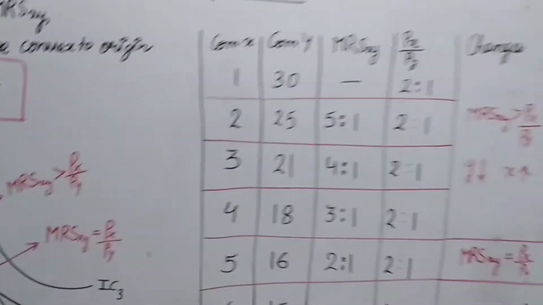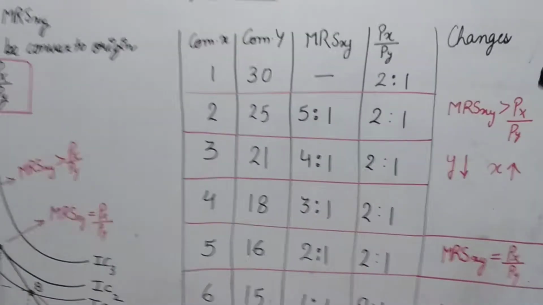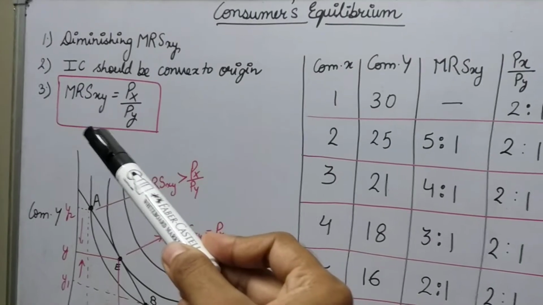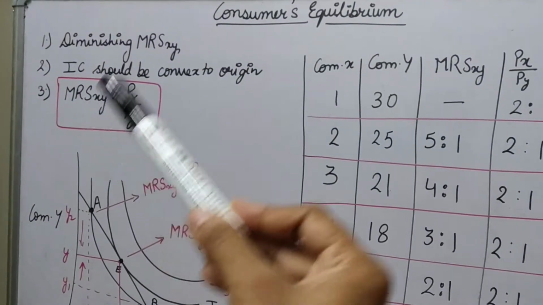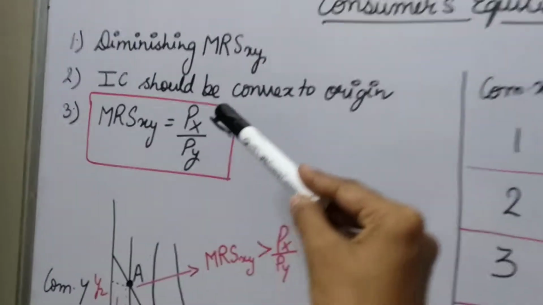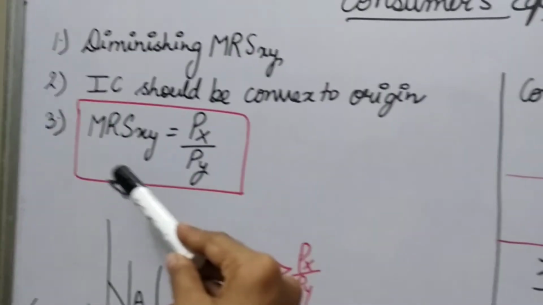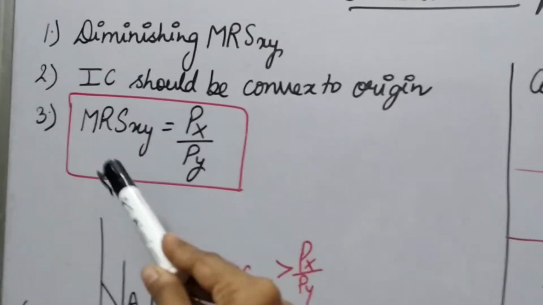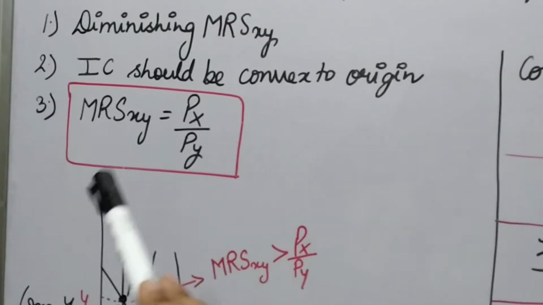First of all, understand this schedule. According to the condition, the consumer will be in equilibrium where MRS of XY, that means the slope of the indifference curve, and the slope of the budget line should be equal to each other. That means if this ratio is 5:1, this ratio also should be 5:1. If this one is 2:1, this ratio also should be 2:1. Both should be equal to each other.